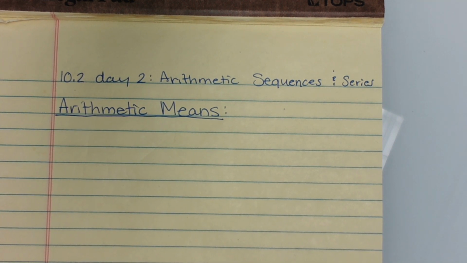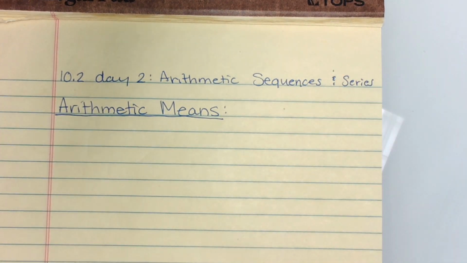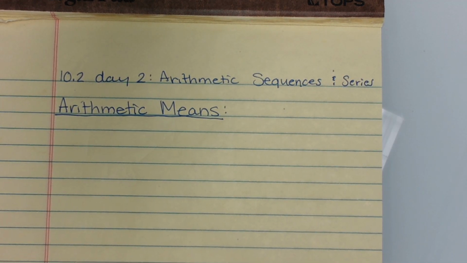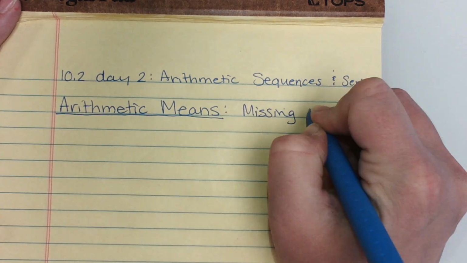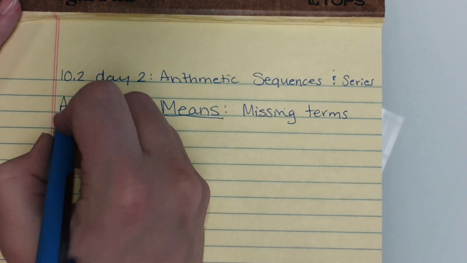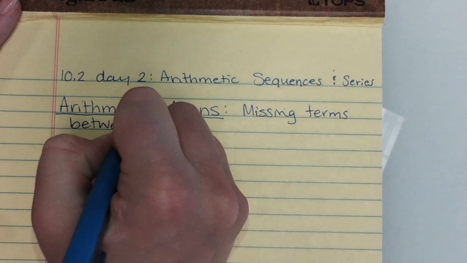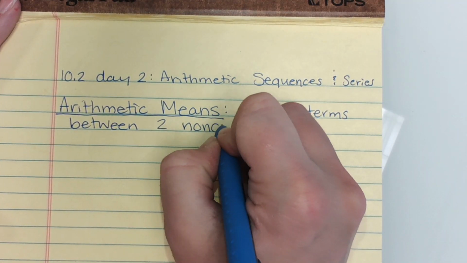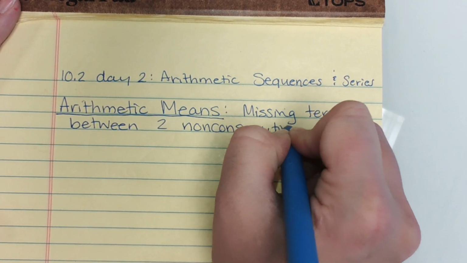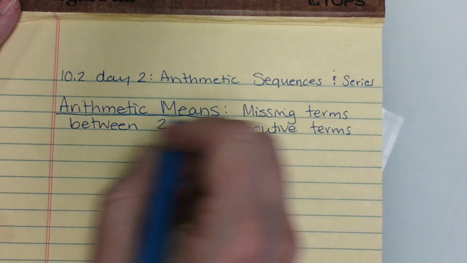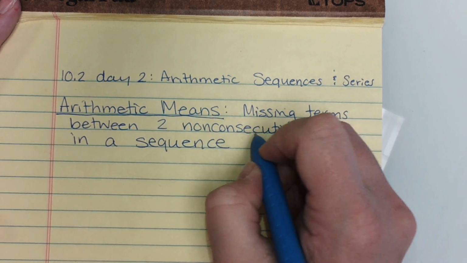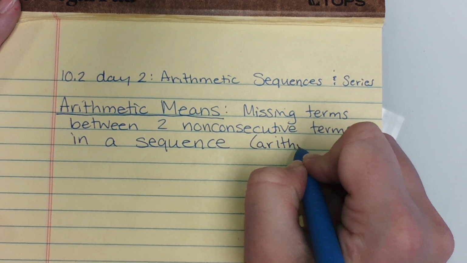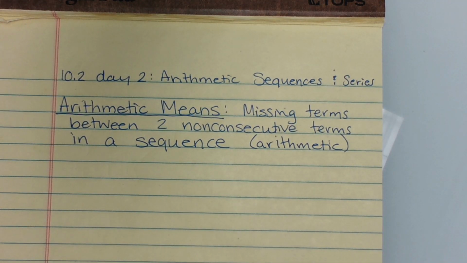So today we're talking about arithmetic means, and arithmetic means are the numbers that happen in the meantime between two numbers in a list. It's what we were actually just doing in the warm-up. It's missing terms between two non-consecutive terms in a sequence. Specifically, in this case, an arithmetic sequence. If it was geometric, they'd be called geometric means.